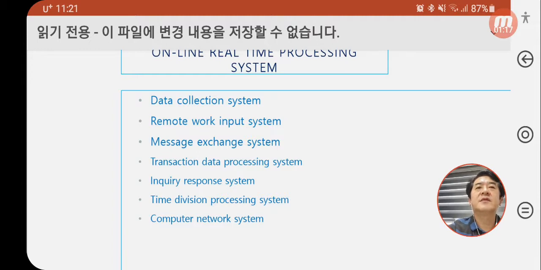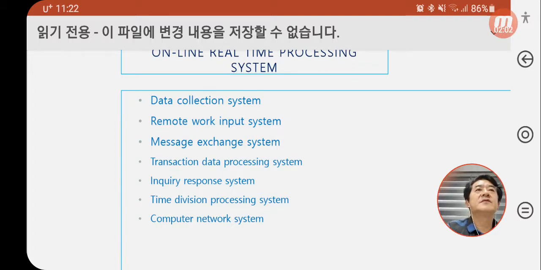Message exchange system is like email and PC communications. In a transaction data processing system, data is input from the terminal to the central computer for immediate processing and transmission. Inquiry response system is where a central computer investigates and responds to inquiries from remote locations.